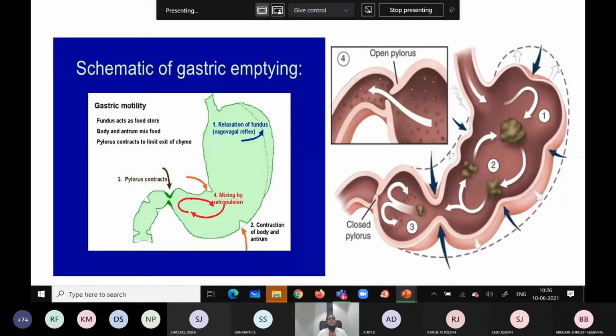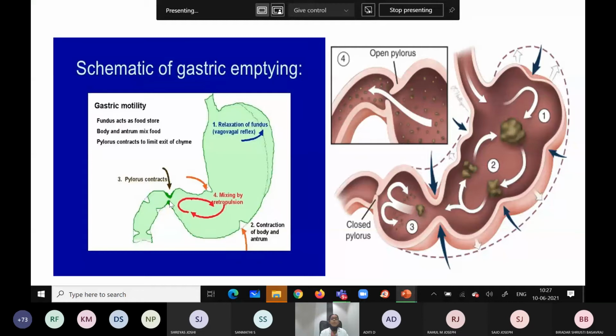Here are some further diagrams to make it clear what happens. Relaxation of the fundus is vagal mediated, as I told you, the vasovagal response. The fundus acts as a food store, the body and antrum mix food, and the pylorus contracts to limit the exit of chyme.